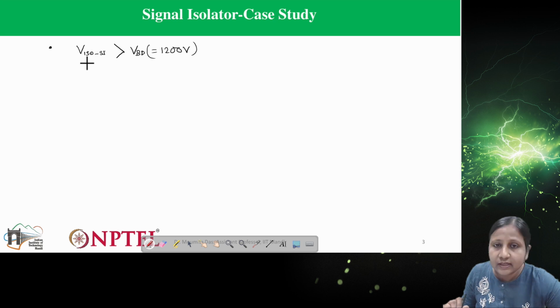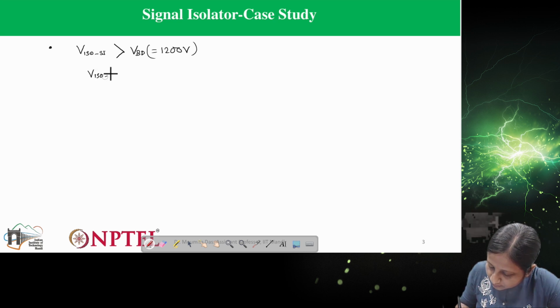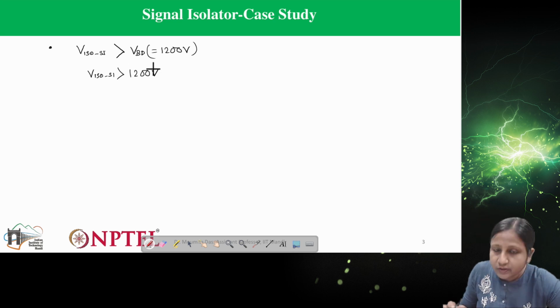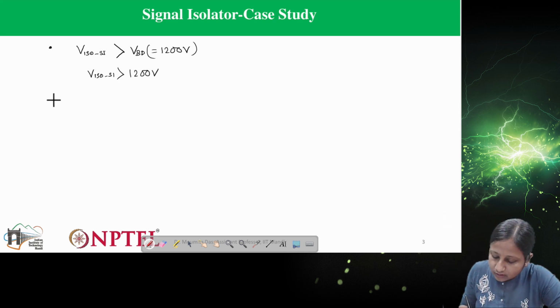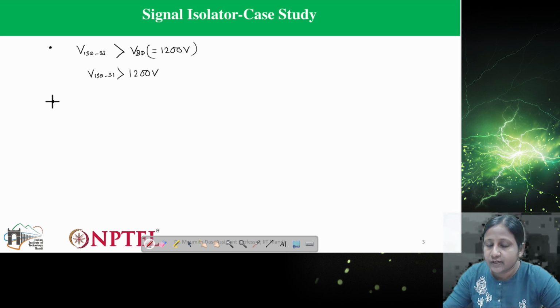So it should be anything more than 1200 volts. So V isolation for this signal isolator should be more than 1200 volts. So you can choose any isolator that can provide more than 1200 volts, that will be suitable for this particular device gate drive.